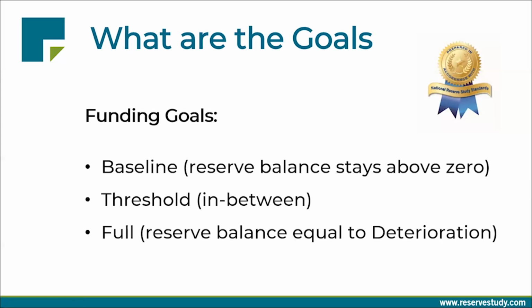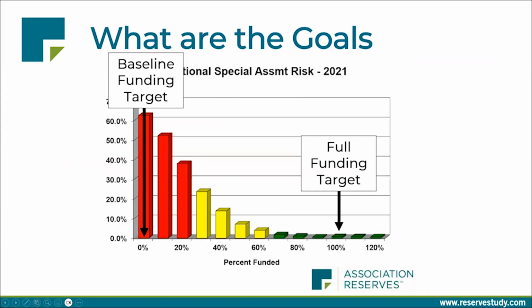And threshold is something that you choose in between, either a cash amount or a percent funded amount. So the bottom line is baseline ends up being risky, and full funding is towards the safe end of things. And I can show you here, full funding is aiming at being at this 100% funded point where the deterioration at the association is balanced by cash in the bank. And baseline funding is saying, hey, let's just stay above zero. Anything above zero is good. But looking at this chart, you and I can see there's trouble when you're near zero.